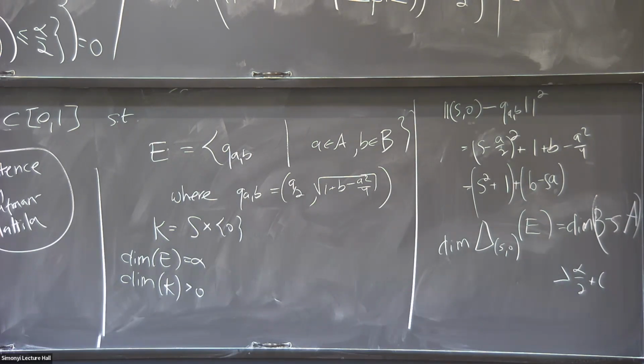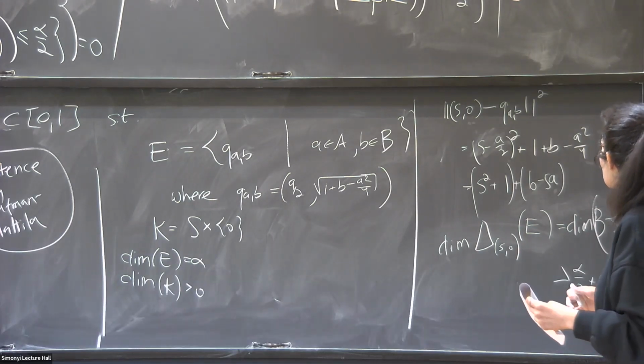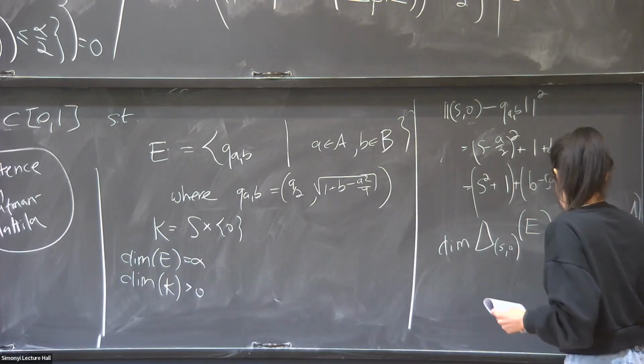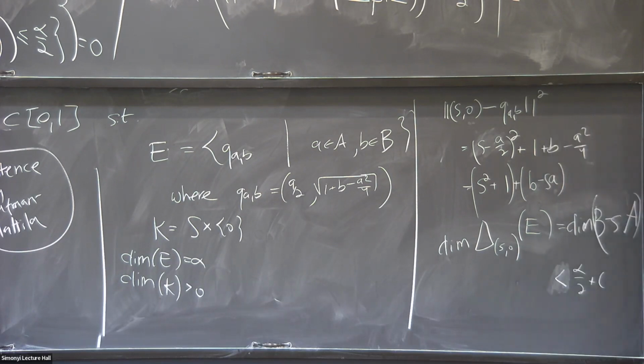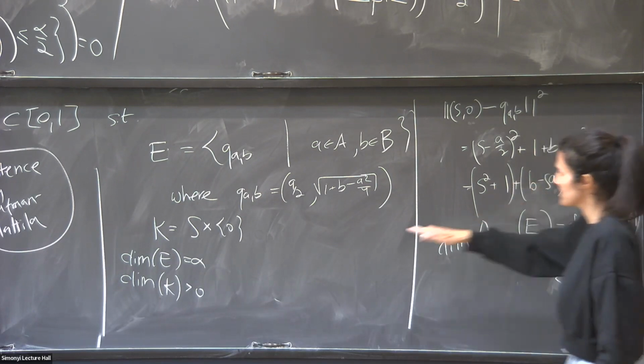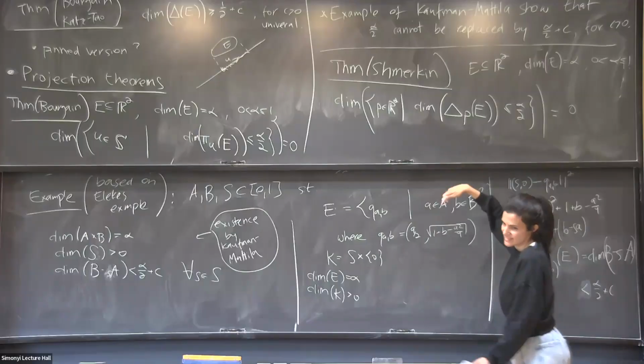Less than alpha, right? Less than alpha over 2 plus C. Yes, thank you. So each of these points in K will be in this set and this one.